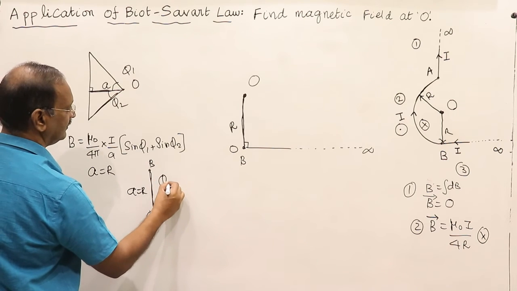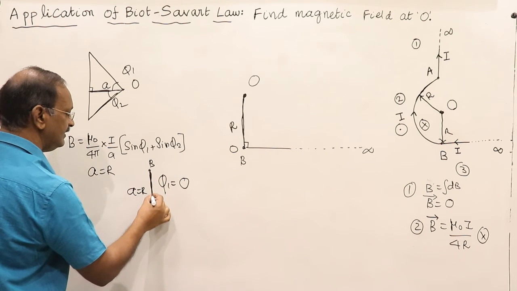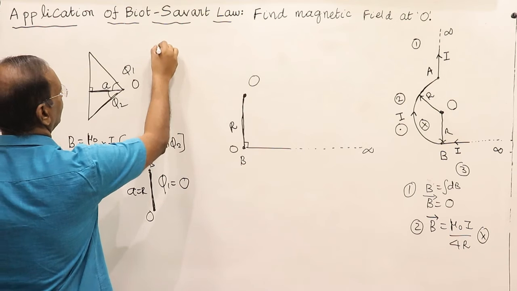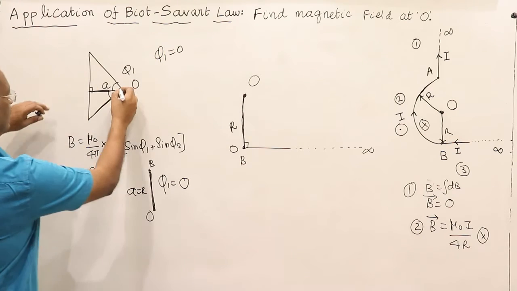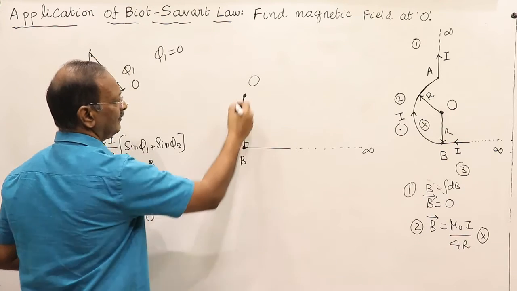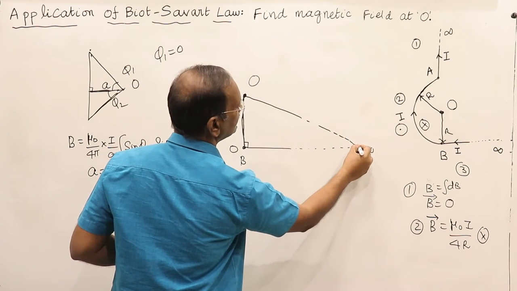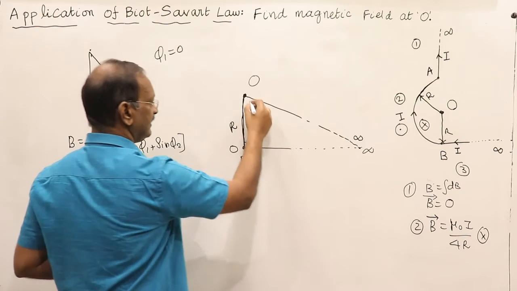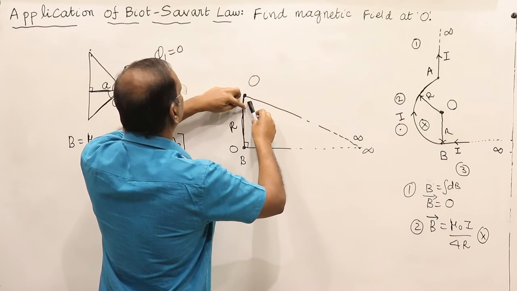It means phi 1 we can take as 0, because the angle between the reference line and the line joining O with respect to one end is equal to 0. It means we can say phi 1 is equal to 0. What about phi 2? Phi 2 means from here we join the other end. One end we have joined, another end we join, because it is at infinity.